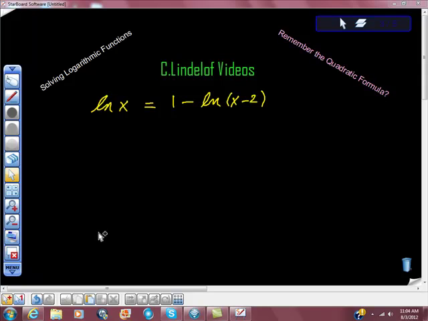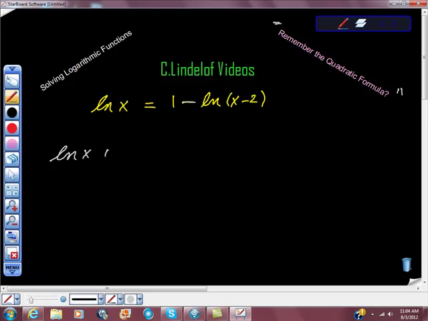Solving logarithmic functions, we're going to use an ln function right now, and I wanted to remind you that you're going to need to remember the quadratic formula for this one in particular. I'm going to move all my ln's to one side, so I'm going to move this ln. I have negative ln here, so I'm just going to rewrite the left-hand side, ln of x. Then I'm going to get plus, because I added its opposite, right? ln of x minus 2 is equal to 1.